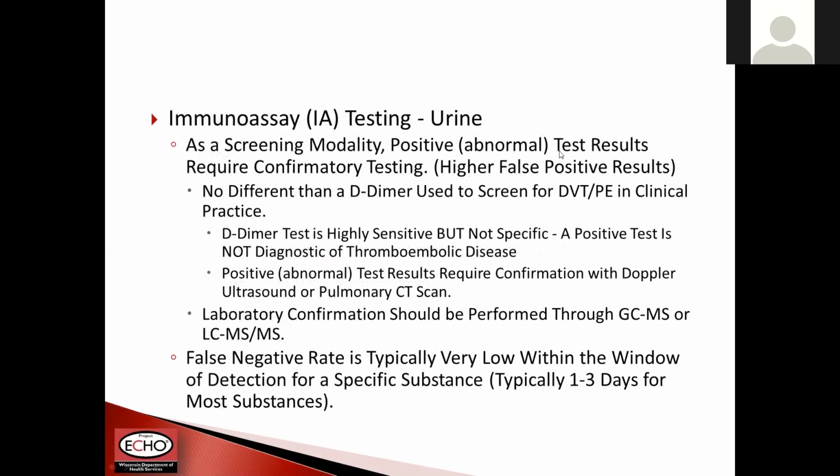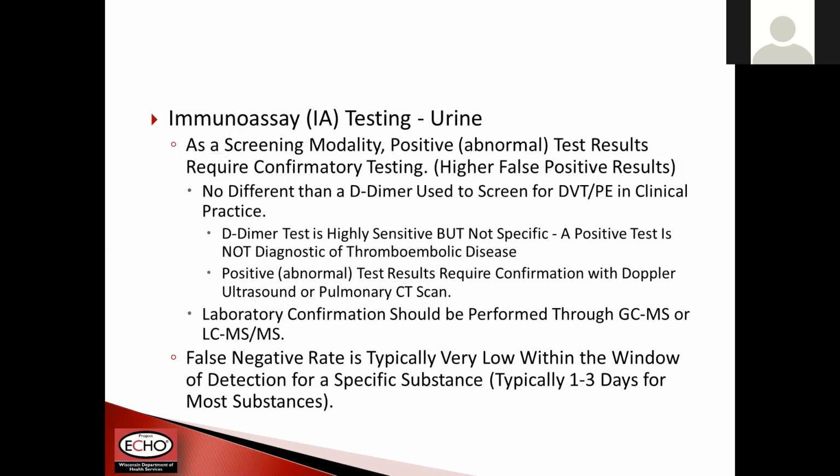Positive abnormal test results require confirmation in general, especially if the patient is not admitting to use in a setting such as pain management or addiction management. Now, if I get a patient that comes in and says, "Doc, I relapsed over the weekend, I used heroin and cocaine," and their urine drug test comes back positive for opiates and cocaine, am I going to send that for confirmation? No, because they already told me they used, so why would I confirm it?